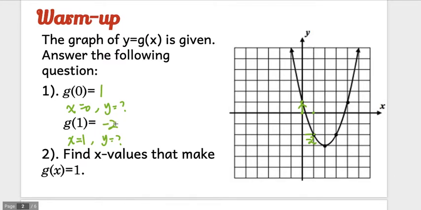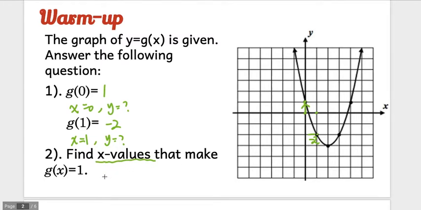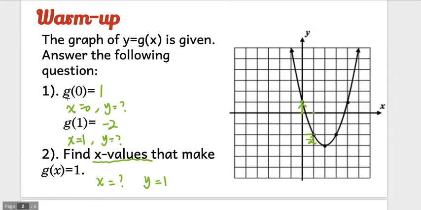The second question can be a little bit tricky, because the second question is asking us, what are the x values that make g of x equal 1? Meaning, when x equals what value, y is 1. The first time you may say, oh, it's 0, because g of 0 is 1. This is based on what we discussed before. But let's go back to check the graph again.